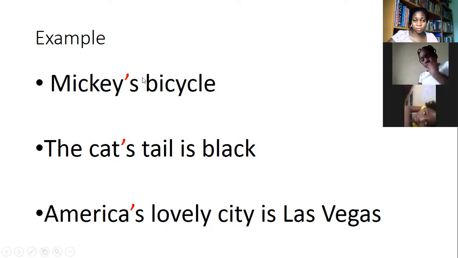Mickey's bicycle. So after the apostrophe comes an S. The bicycle is for who? Mickey. It belongs to Mickey. So Mickey's bicycle. So you can replace Mickey with a possessive adjective. Which possessive adjective would that be? Yes, Jolly.